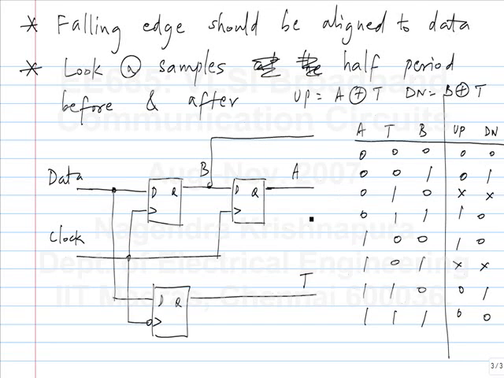Can we take these A, T and B and feed them to these logic gates? Delay where? Which has to be delayed? B has to be delayed by half.